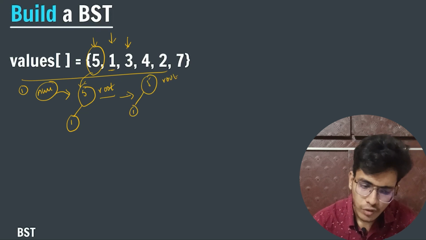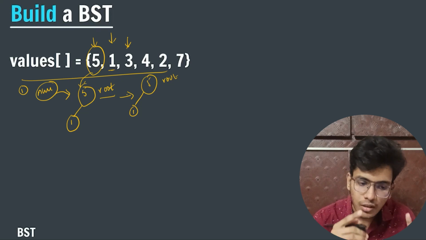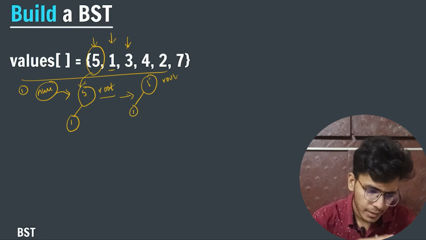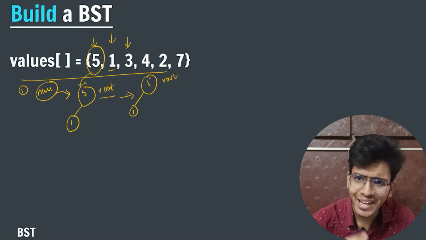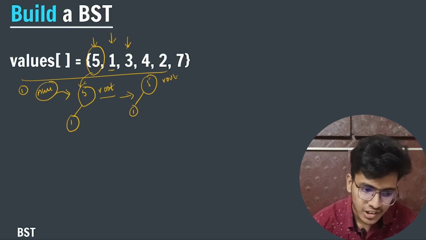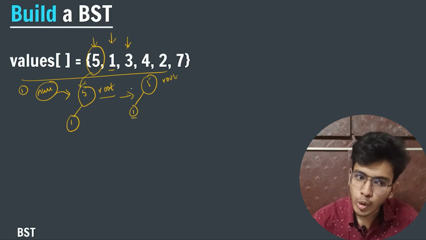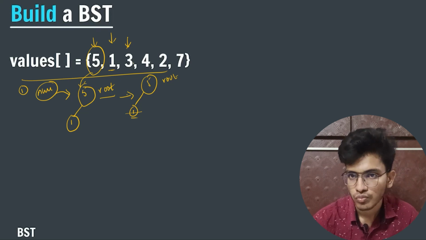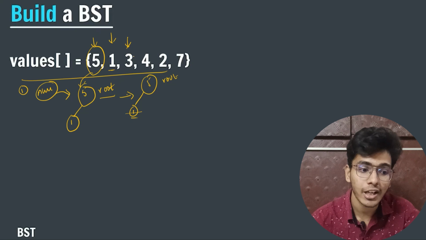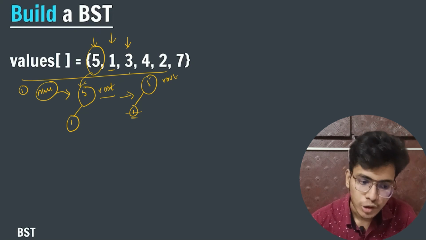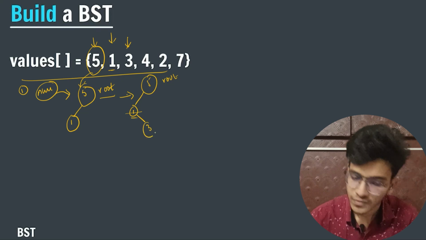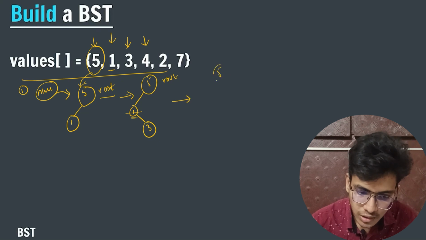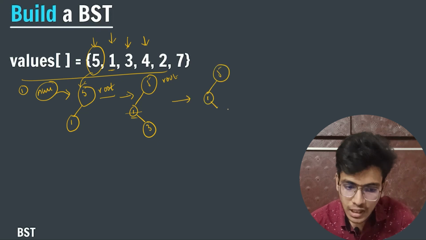Now for the element 3, how does it compare to my root node? My root node is 5 and the value is 3, which means my value is less than my root node, so I will add it on the left side. But on the left side I have 1. If 1 is the subroot node, then I compare the value with 1. You can see that 3 is greater than 1, so I will add it on the right side. My tree will look like this: 3 comes on the right side of 1.